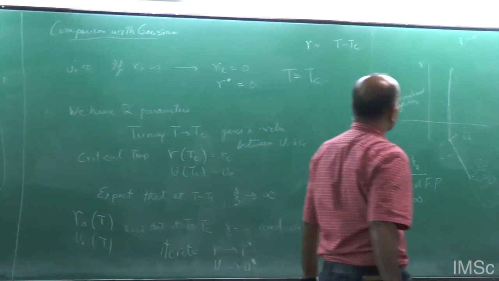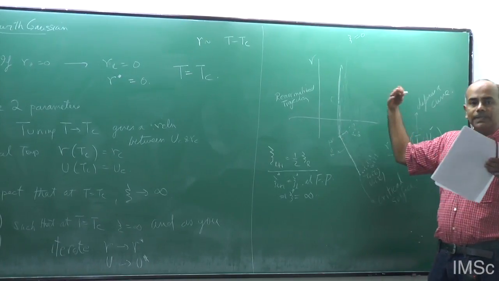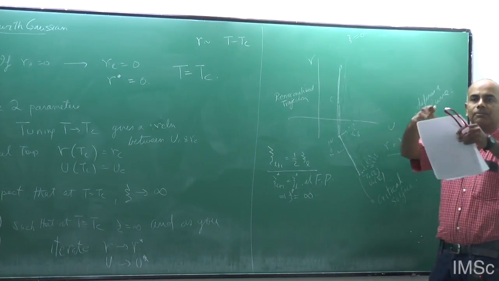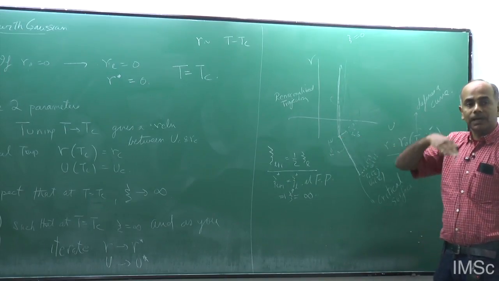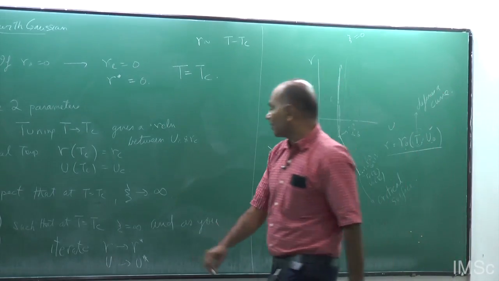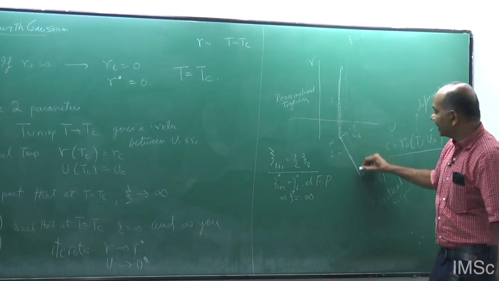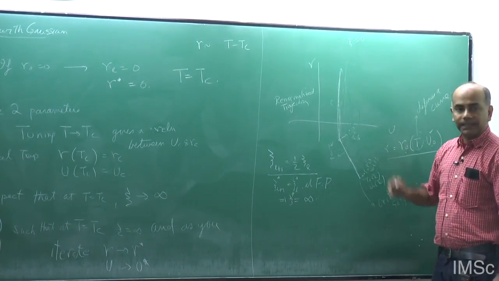But what is true is that the long distance behavior, if your points are far apart, will all be governed by this value. So different points along this trajectory will have different high energy behavior or short distance behavior, but the long distance behavior will be governed by that.